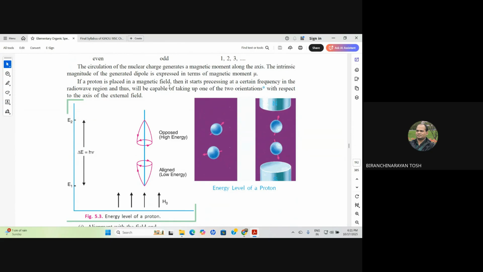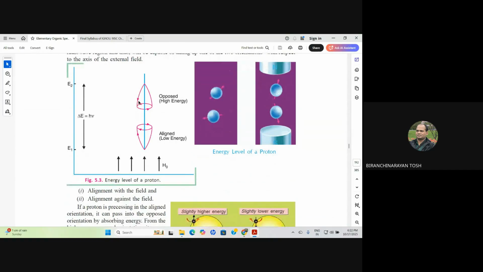If a proton is placed in a magnetic field, then it starts precessing at a certain frequency in the radio wave region and will be capable of taking up one of two orientations with respect to the external magnetic field. It may be aligned with the field or aligned against the field, as shown here. The opposed orientation means it will have high energy. If it is aligned along the magnetic field, then it will have low energy.